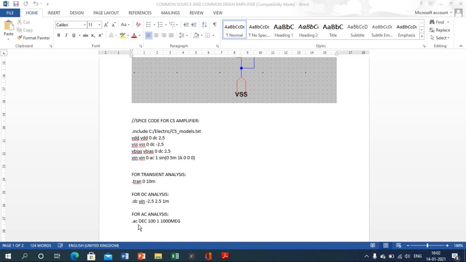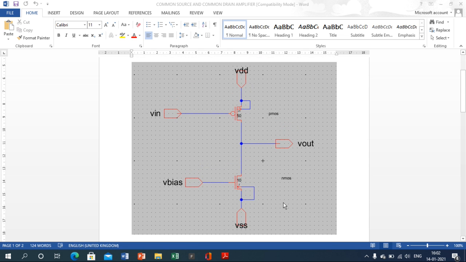Then for AC analysis, we choose decade, and the output in decibels, dB. The maximum frequency we are using is up to 1 gigahertz or 1000 megahertz, with a step increase of 100. We will perform all these 3 analyses: transient, DC and AC analysis. That also I will show you in the waveform. First we will draw the schematic.